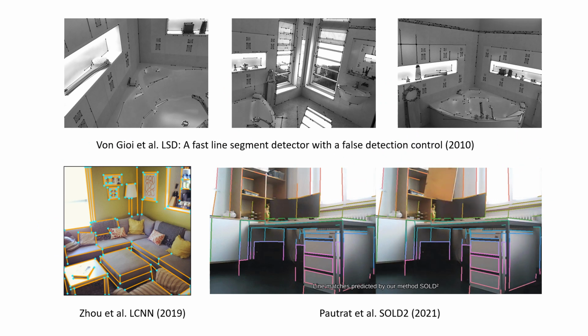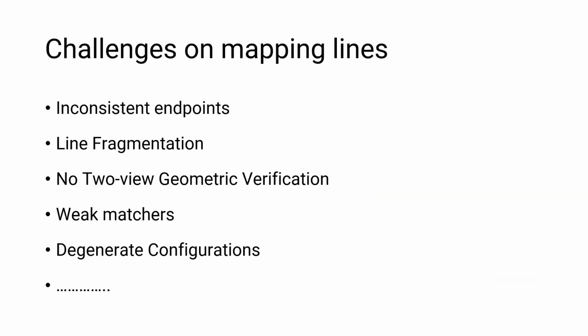Thanks to the advance of deep learning, there has been tremendous progress on the detection and matching performance of line features. However, compared to the point case, the mapping of lines does have its own challenges, including inconsistent endpoints across views, line fragmentation, lack of two-view geometric verification, and weak matches.